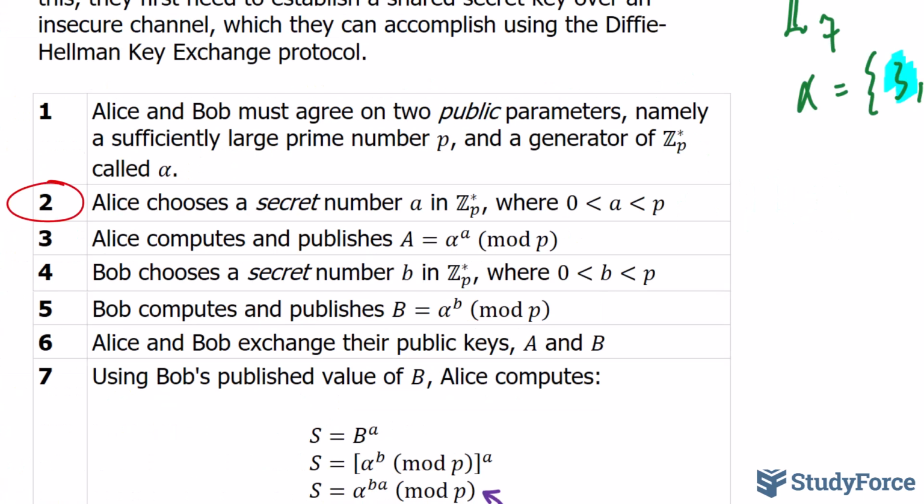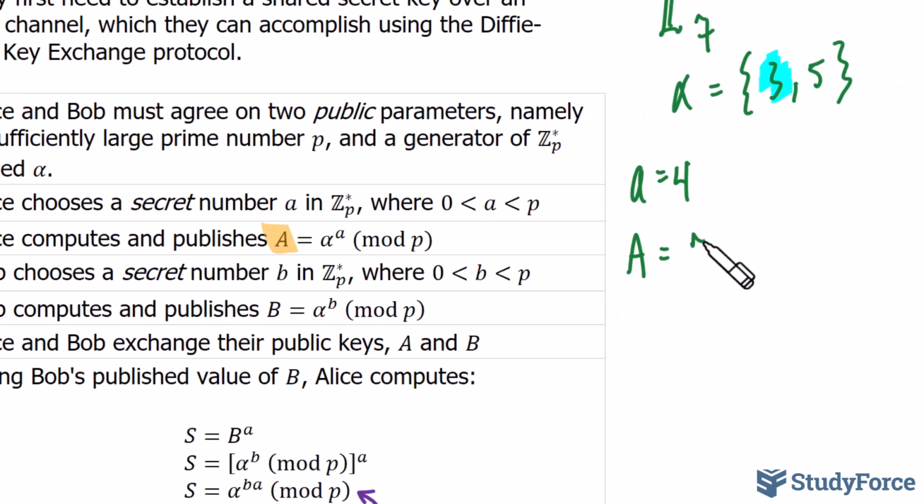Looking at step number 2, Alice will now choose a value of a. So a can be anything from 1 to 6. Let's say she chooses the value of 4. So a is equal to 4. And again, this is a secret which she will keep. Now using this value and everything else, we'll move on to step number 3. We'll say that capital A is equal to our alpha generator of 3 raised to the power of 4 mod 7.